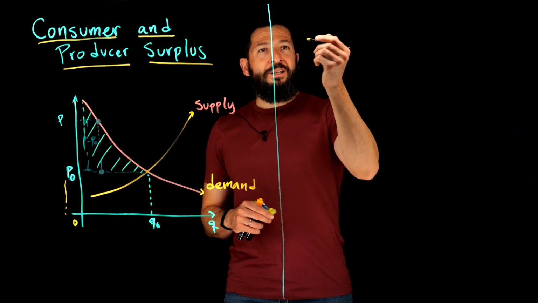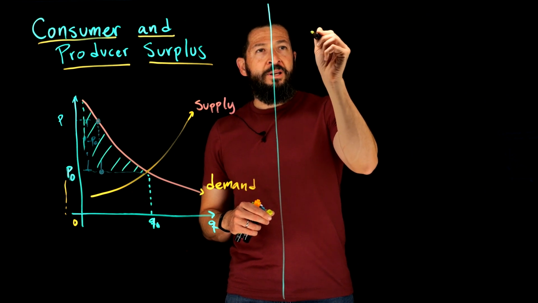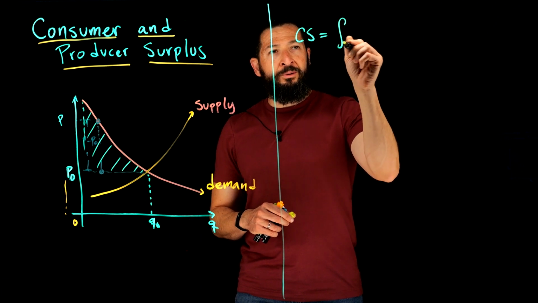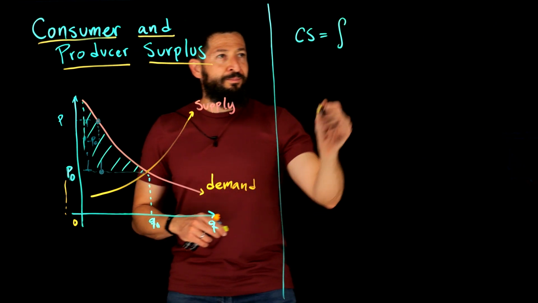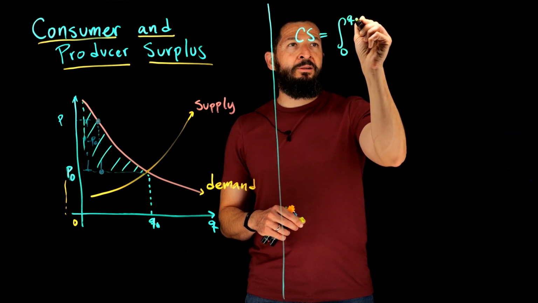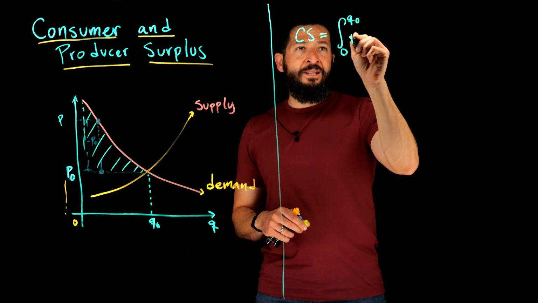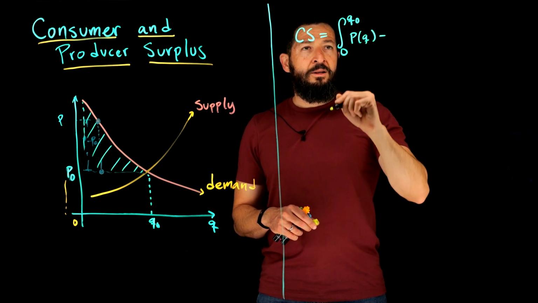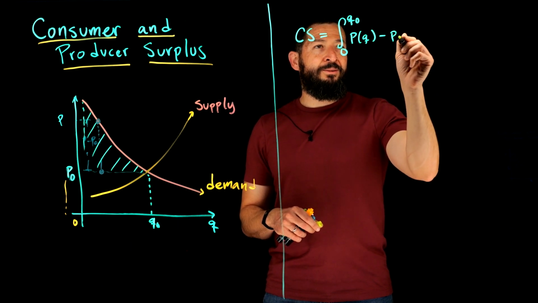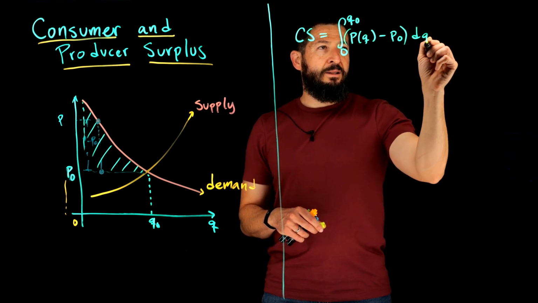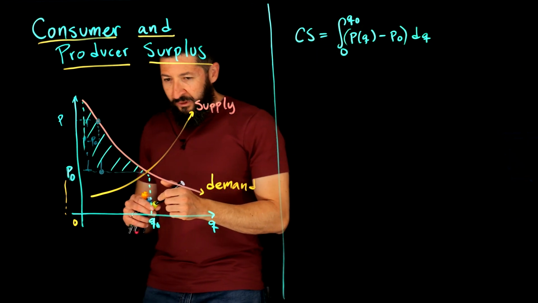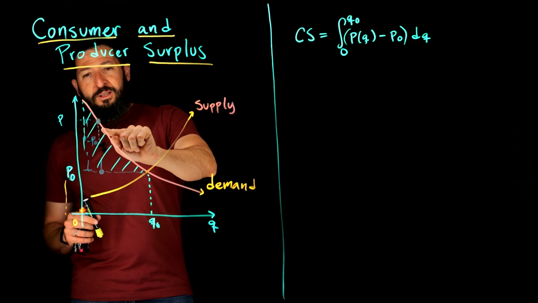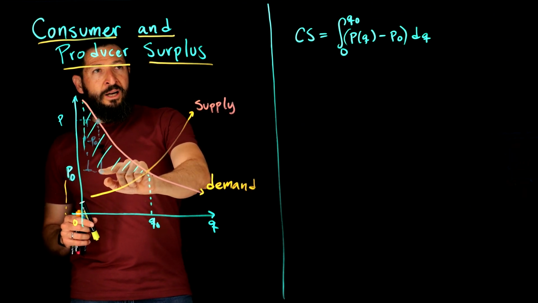So whenever you are looking for the consumer surplus, let's call it consumer surplus, that's going to be your integral from 0 to Q naught, the equilibrium quantity, and then you're going to have the price of the demand curve in this case minus the equilibrium price, dq. So you're going to have an integral there. Now that is going to be your consumer surplus. So the difference between how much you would have paid versus what you actually paid.